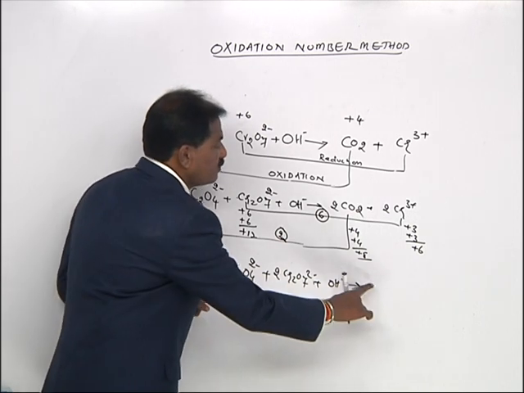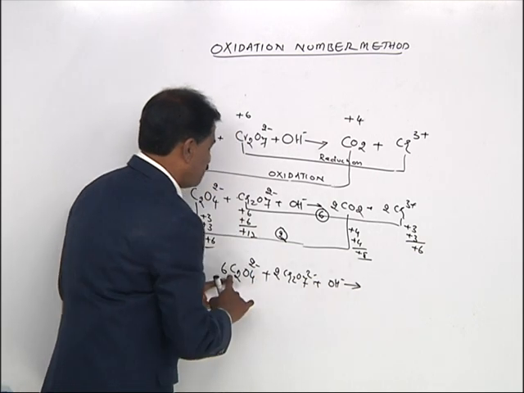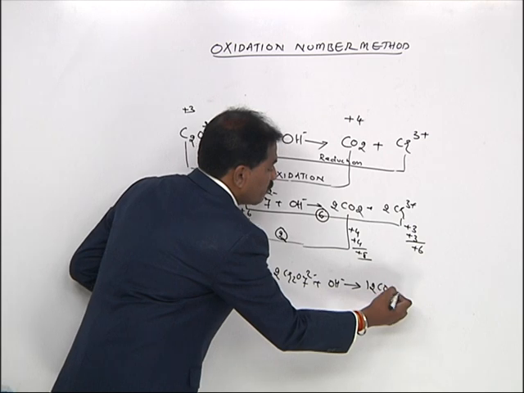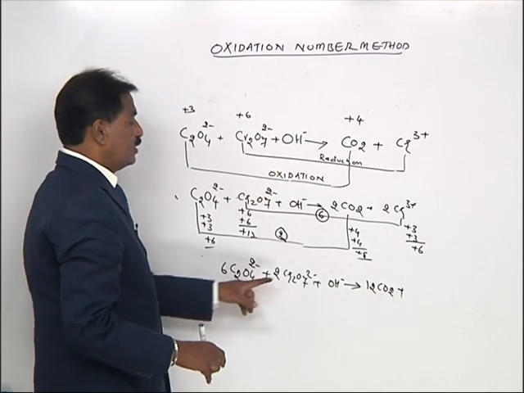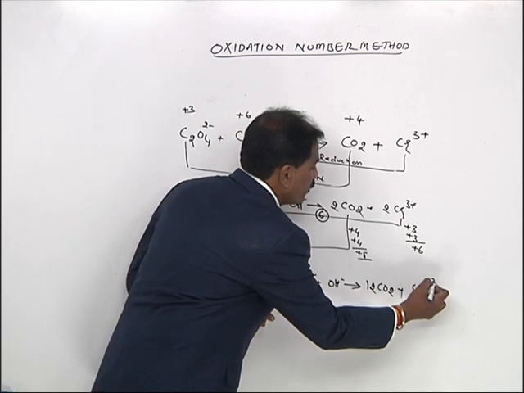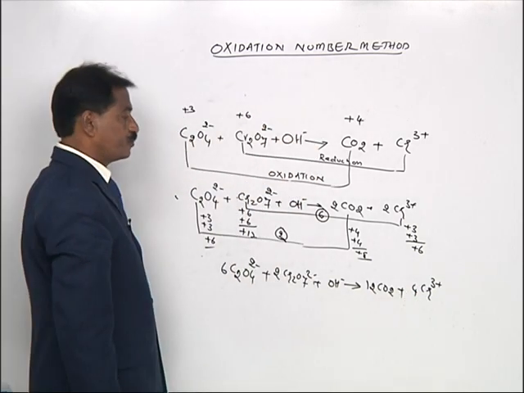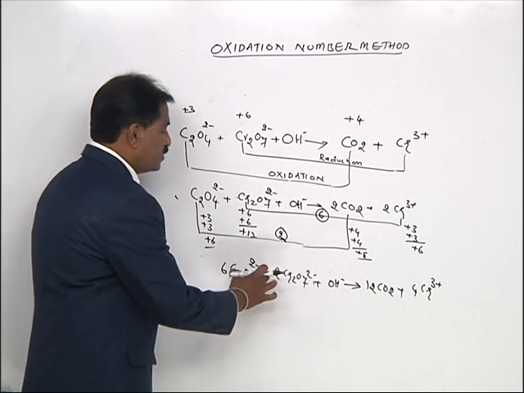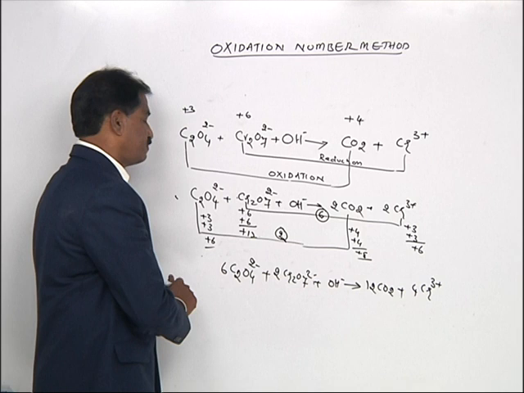Next, here we have kept the 6. Therefore, this side also we have to equalize the carbon number. 6 means total 12 carbons. Therefore, directly put the 12 carbons. Here 4 chromium atoms. Therefore, make this side also 4. So now we have balanced the atoms which are undergoing oxidation and reduction.